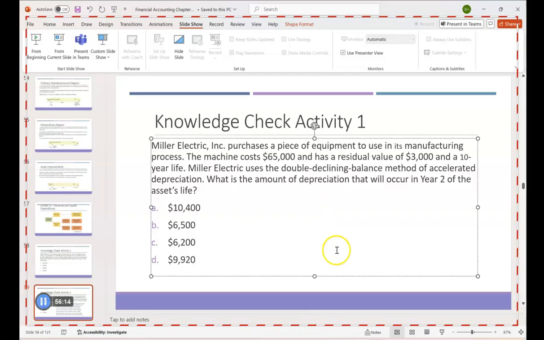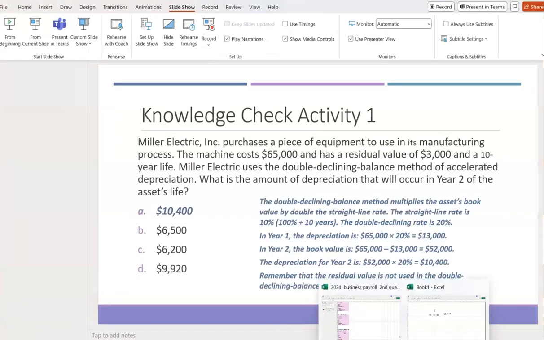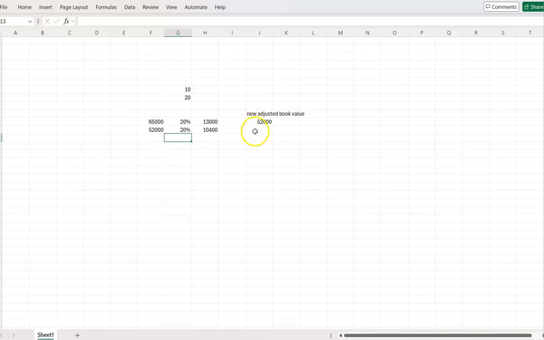Now, guys, let's just go back to what I was doing. What would be the new adjusted book value at the end of year 2? Wouldn't it be the 52,000 minus the 10.4, or 41.6? Then wouldn't this in year 3 be the 41,000 times 20%? 8,320? Do you see how we're doing that?